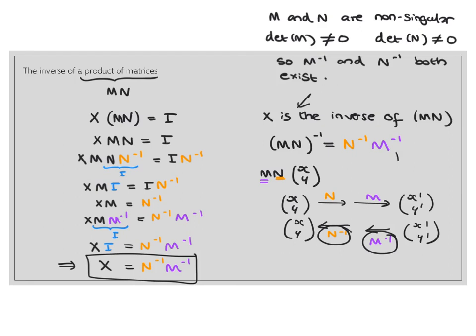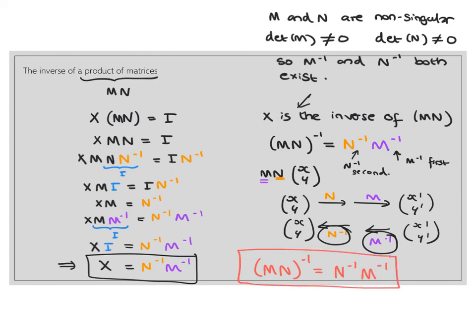And you can see that here, because this is furthest to the right, that means M inverse first, and then N inverse second in the order of transformations. So the crucial thing that you have to remember here is that the inverse of the product, MN inverse, is this product of matrices here, and the order matters.